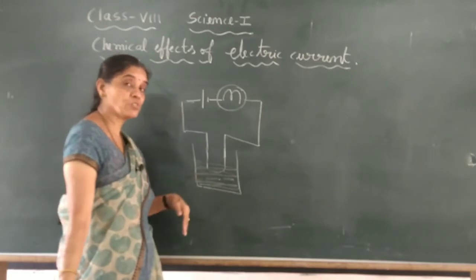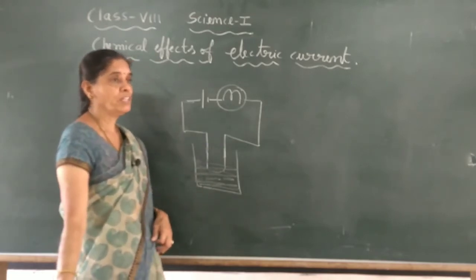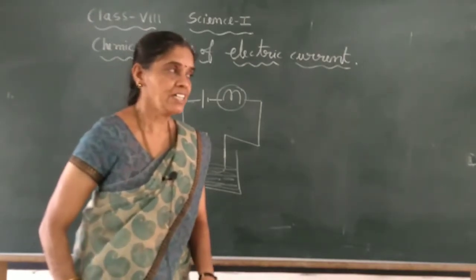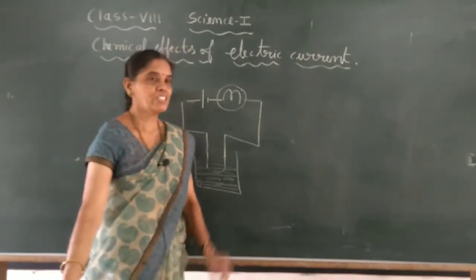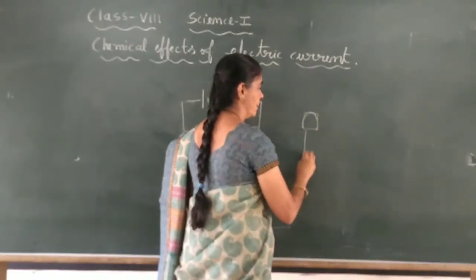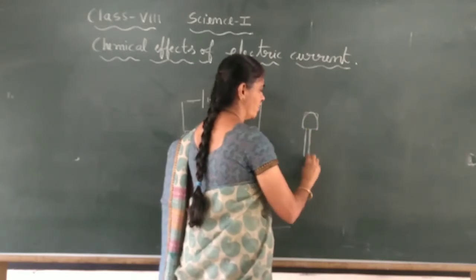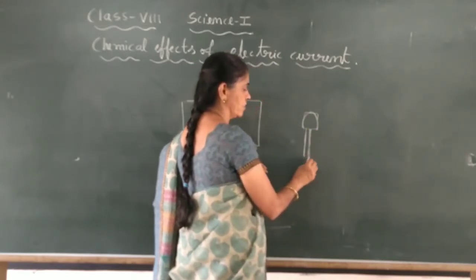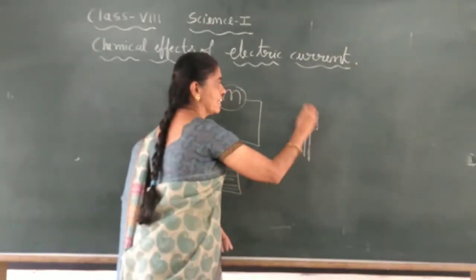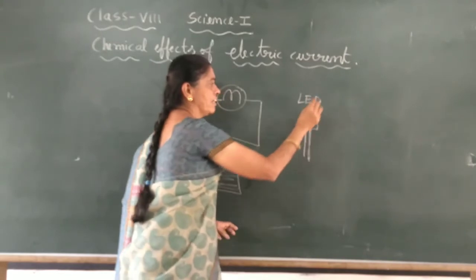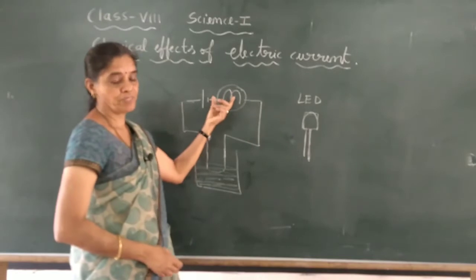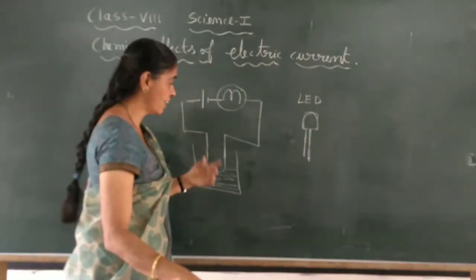So in that case, what we have to use, instead of an ordinary bulb, you can use an LED, light emitting diode. It is a small device, like this, and two legs will be there. One leg will be a little longer than the other. This end you have to connect to the positive terminal of the battery. This is an LED. Even with a small current this bulb will glow. That you can use here to find whether current is flowing in the liquid or not.